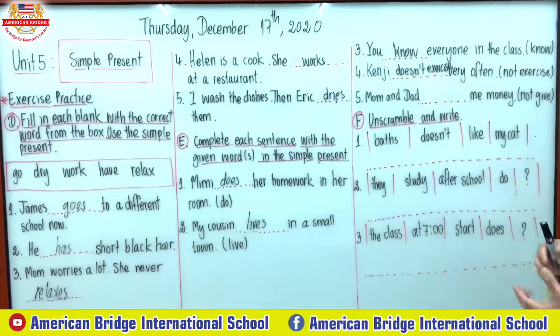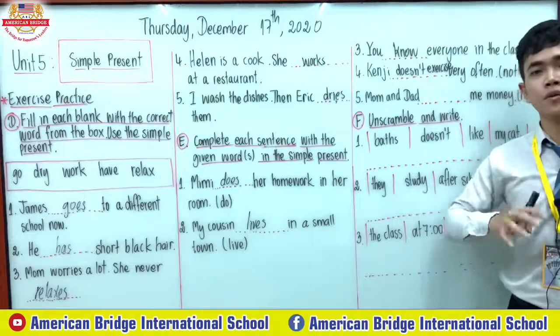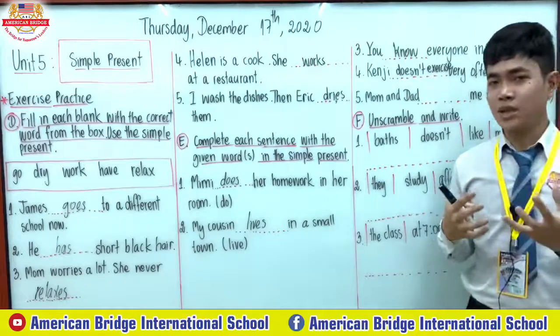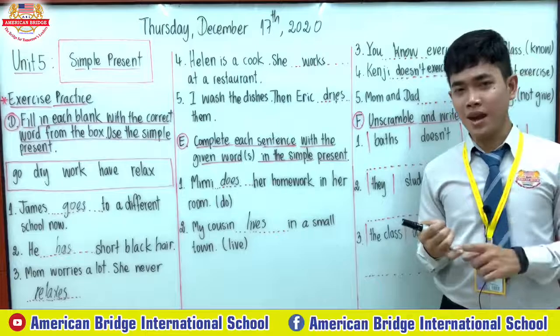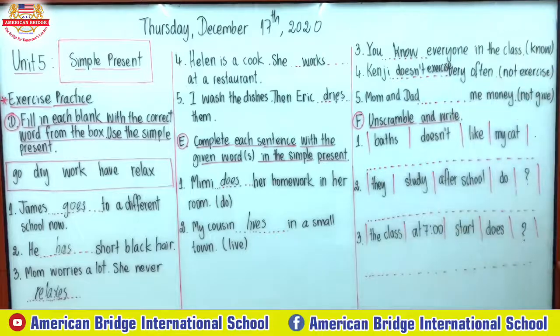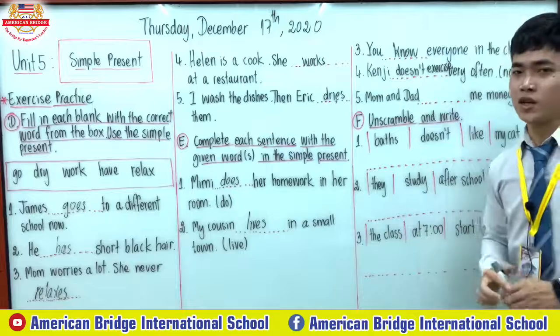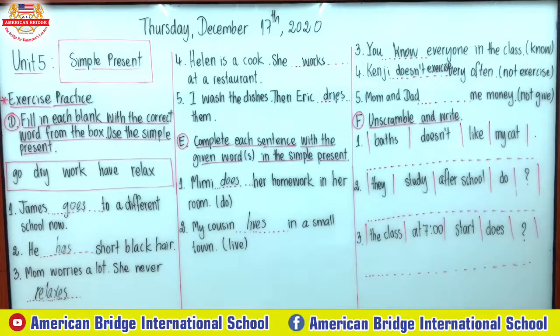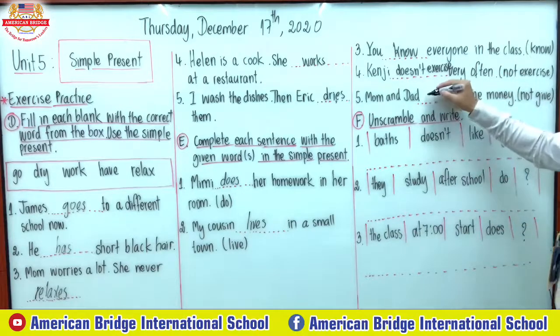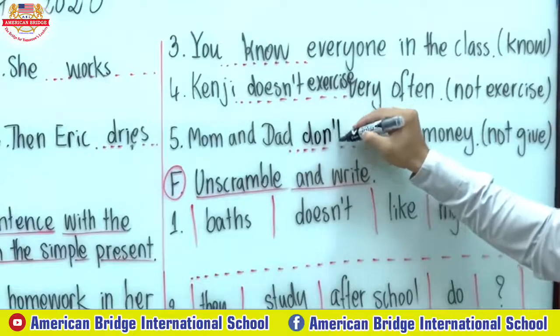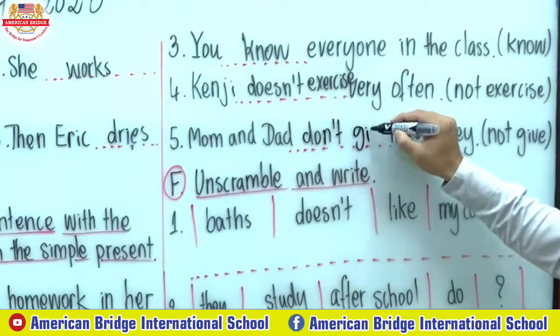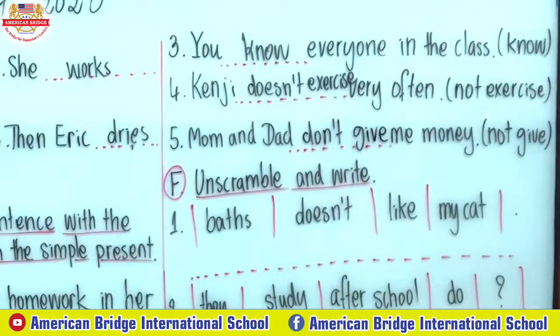Mom and dad, so we have 2 people in our sentence. So if it is 2 people, which subject do we refer to, everyone? They, right? Very good. So mom and dad. So it is also in a negative form, but mom and dad are not referred to the third person singular subject, right? So that's why we can use the word do. Do not, or don't give me money. Okay?